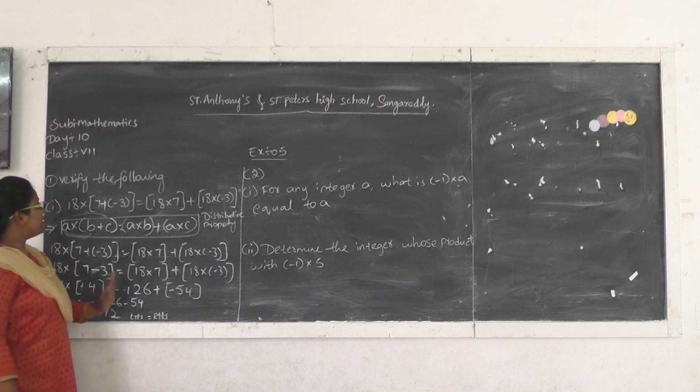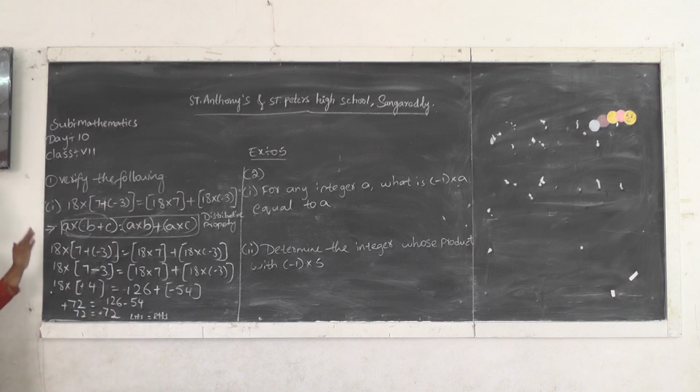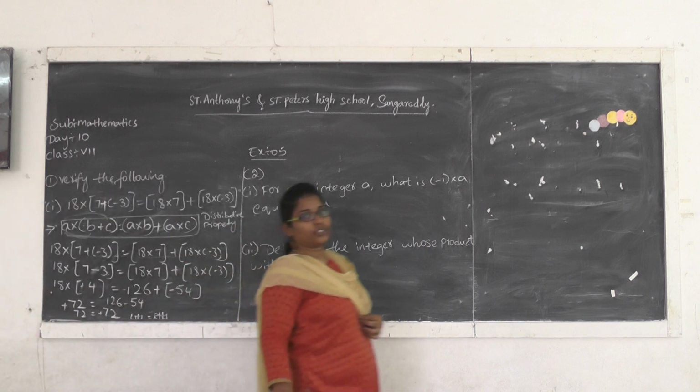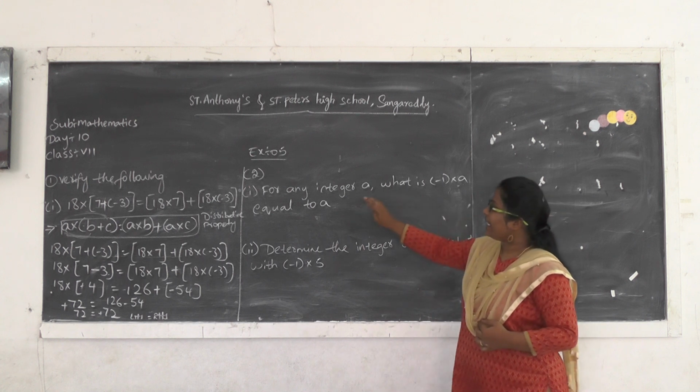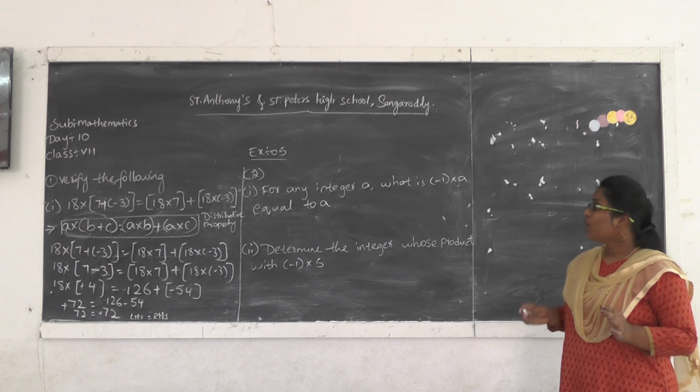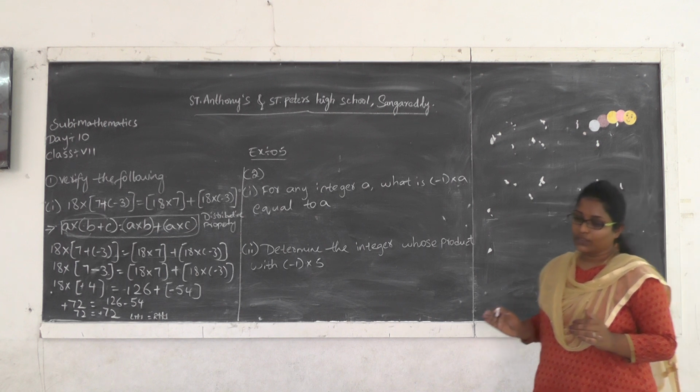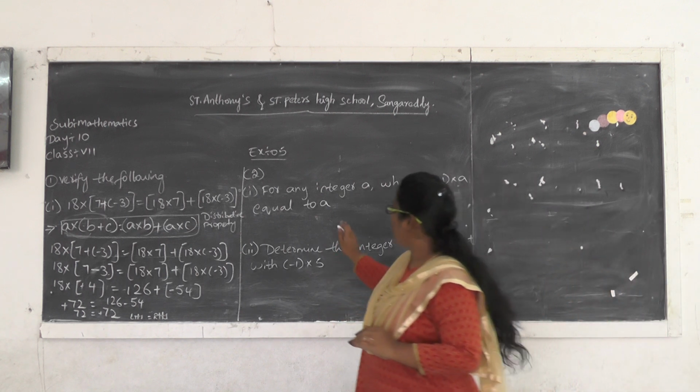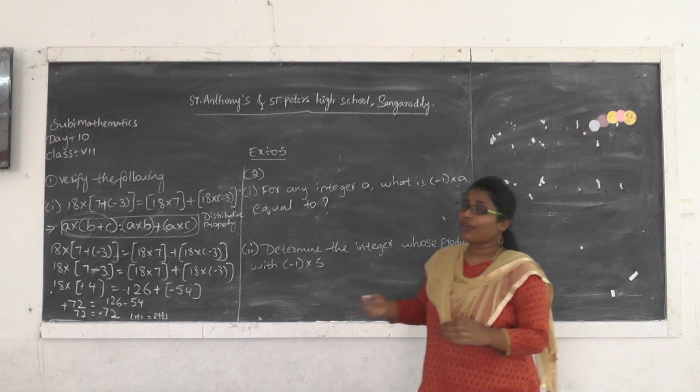Now, in this first bit there are two questions. I explained one. The remaining one you have to solve on your own with the same process, just the numerical values are different. By using the same property you have to solve. Next, second bit, first question. For any integer a, what is minus 1 into a equal to? What we have to prove.